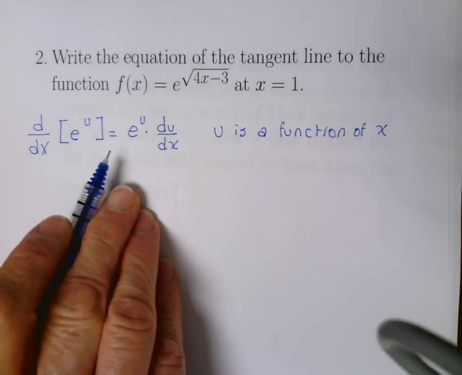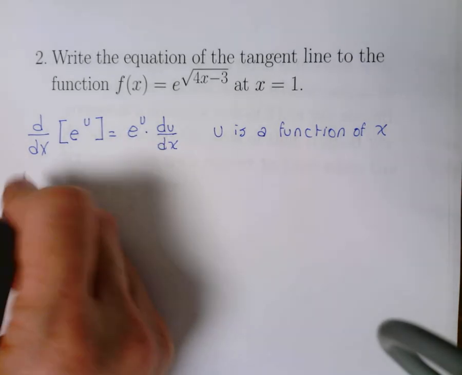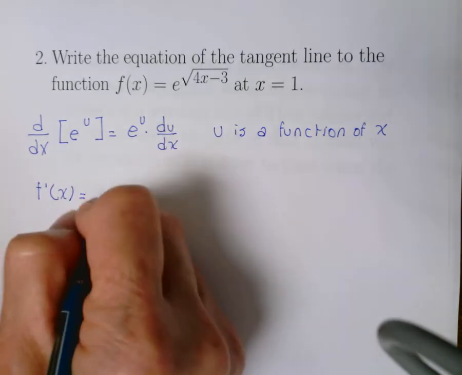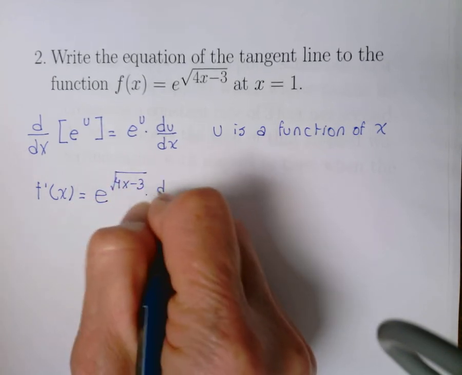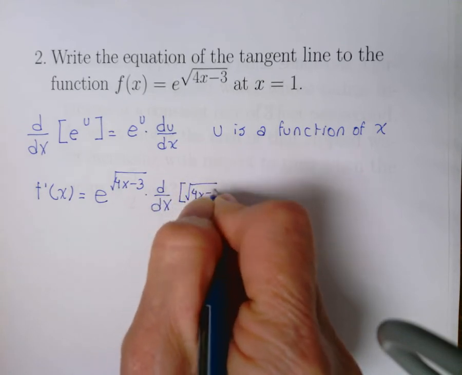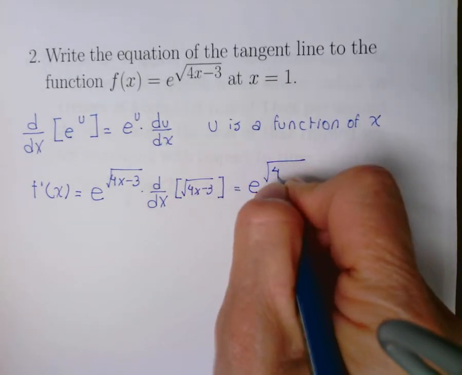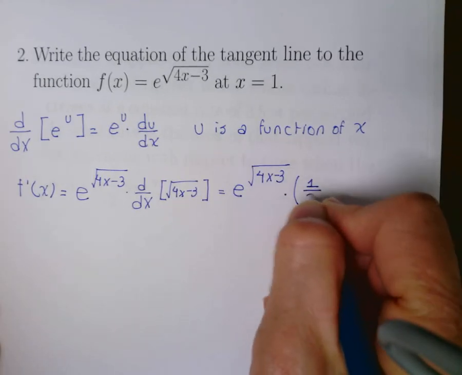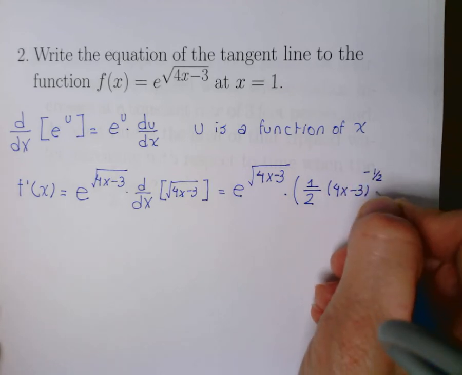Okay, you do not change the exponent, you just repeat the function and multiply by the derivative. So f prime of x is going to be, in our case, e to the square root of 4x minus 3 times the derivative of the square root of 4x minus 3. Okay, so that's going to be e to the square root of 4x minus 3 times 1/2 (4x minus 3) to the negative 1/2 times 4.